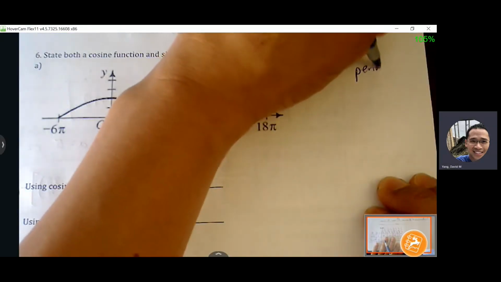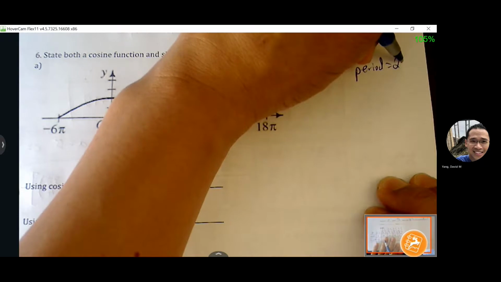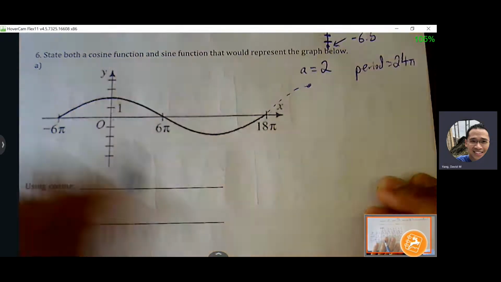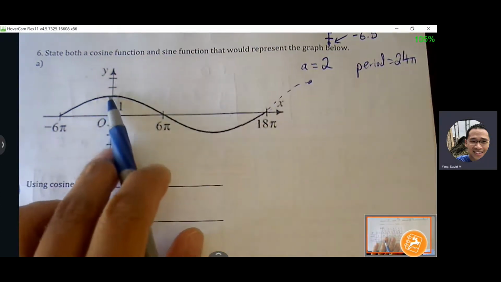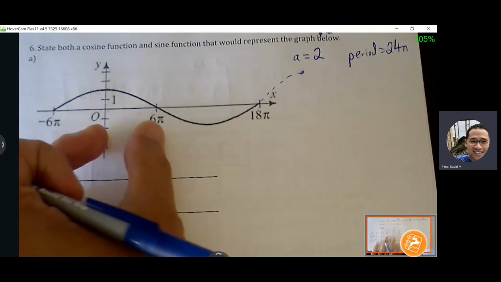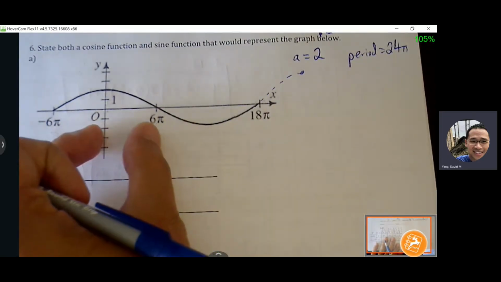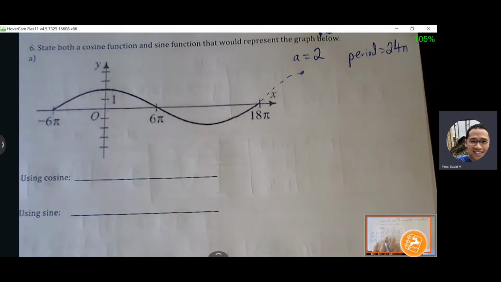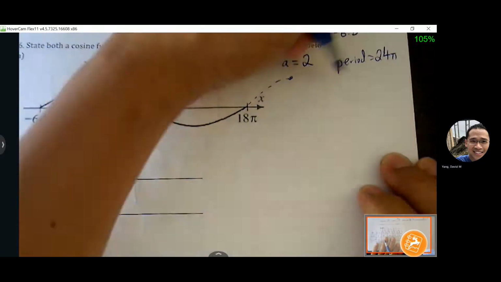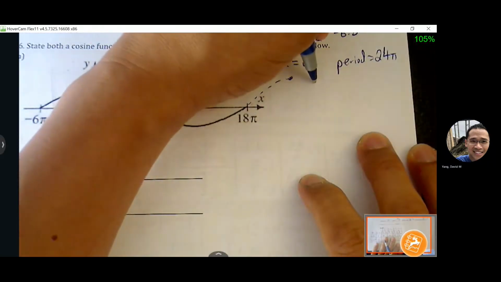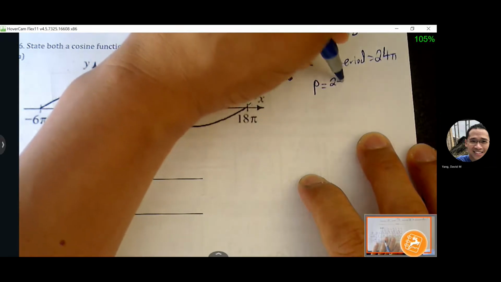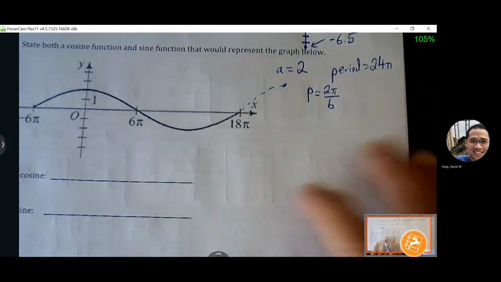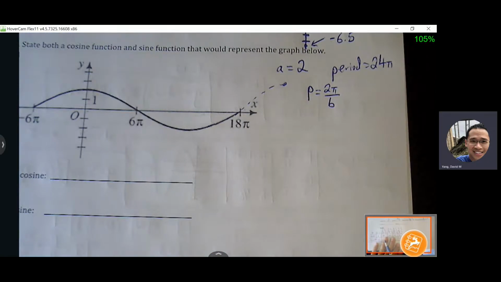Question? Could you also just take 6 pi and multiply by 4? That's theory. Yes. If you understand that from here to here, you've accomplished one interval, and the interval times 4 will get you there as well. Okay, so period is 2 pi over b.